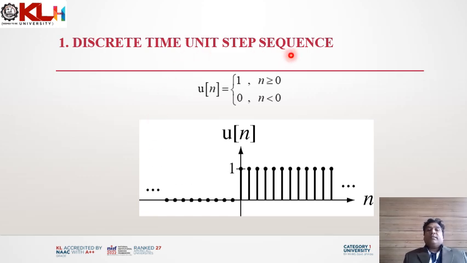Now this is the unit step sequence. It is denoted by u of n. It is defined by this equation. For all positive time values of n, u of n is always 1. That is this side of the waveform. Now for all negative time, u of n is 0, which is the negative side. It's always 0.